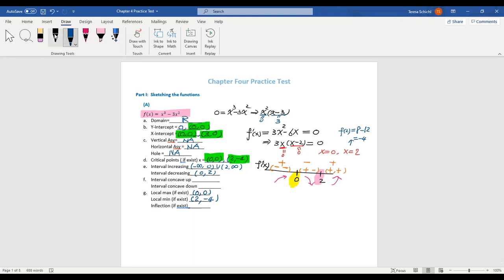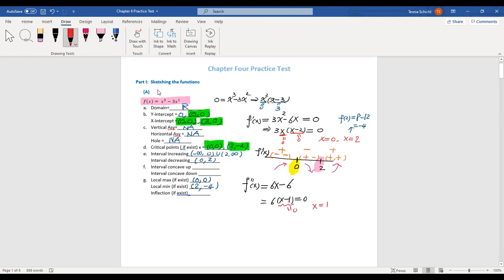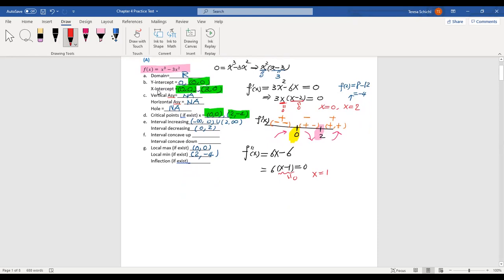Okay, now let's take a look at the concavity. That means I need to find the second derivative. The second derivative will be 6x minus 6. Let's factor the 6 out, so it's 6 times (x minus 1) equal to 0. If x minus 1 equal to 0, what is my value here? x equal to 1. All right, so that means x equal to 1 makes the second derivative equal to 0.